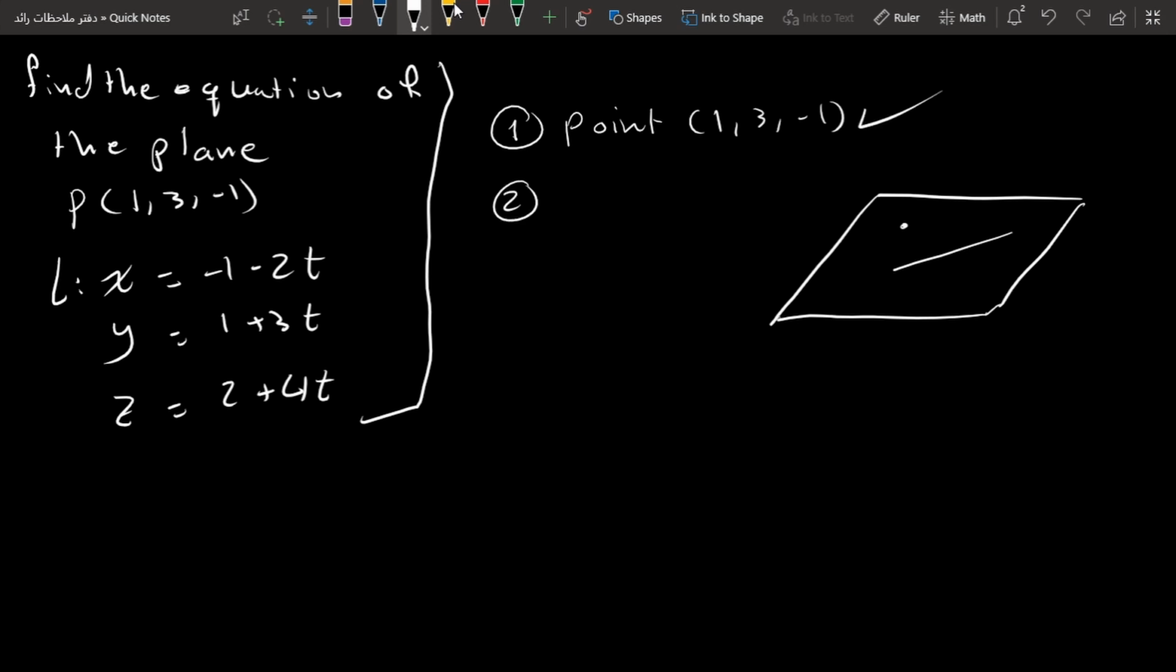Second thing that we need to find is the normal vector. And what's the normal vector? It is a vector that's perpendicular to the plane. Perpendicular to the plane يعني is a vector like this, and it makes 90 degrees with the plane. We need this normal vector. حلو.